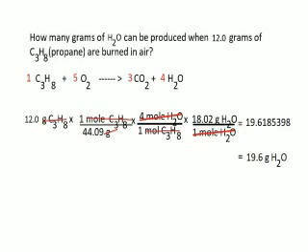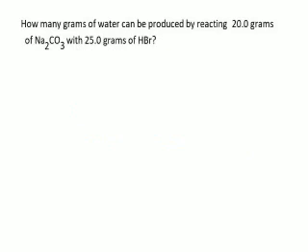Grams of propane cancel grams of propane, moles cancel moles, moles cancel moles, and we're left with grams of water. Simple. We'll try another one. How many grams of water could be produced by reacting 20 grams of sodium carbonate with 25 grams of hydrogen bromide? Again, the first step is balance the equation.